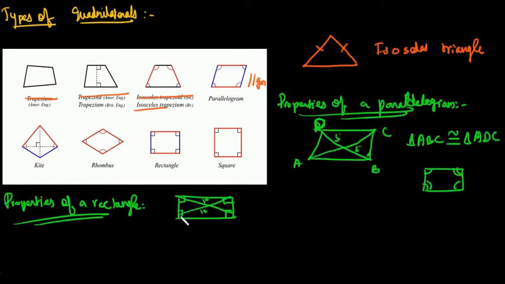Can we see properties of a rhombus? So we have seen the parallelogram properties, we have seen the rectangle properties. Now we are going to see properties of a rhombus. We know what a rhombus is. A rhombus has all sides equal in a quadrilateral. So that means you have a rhombus like this.